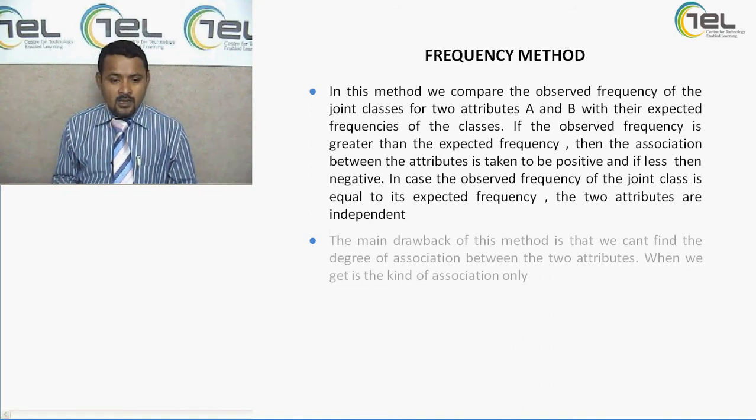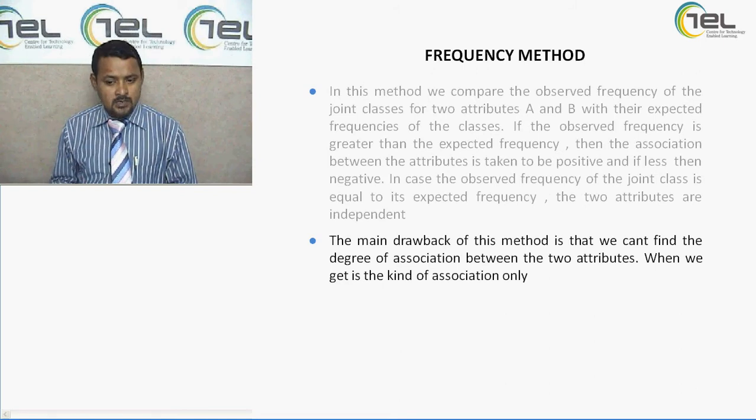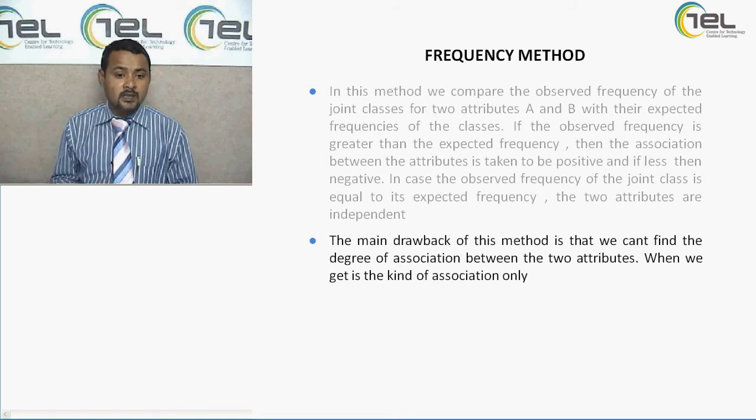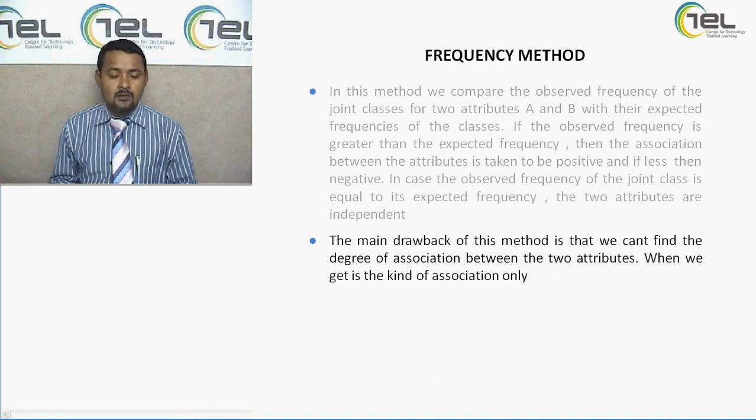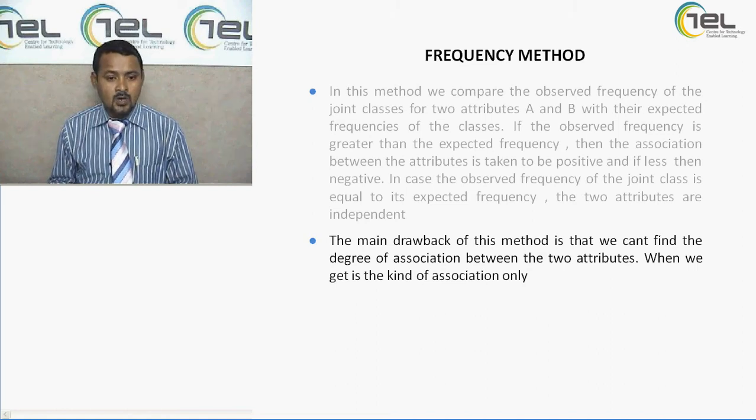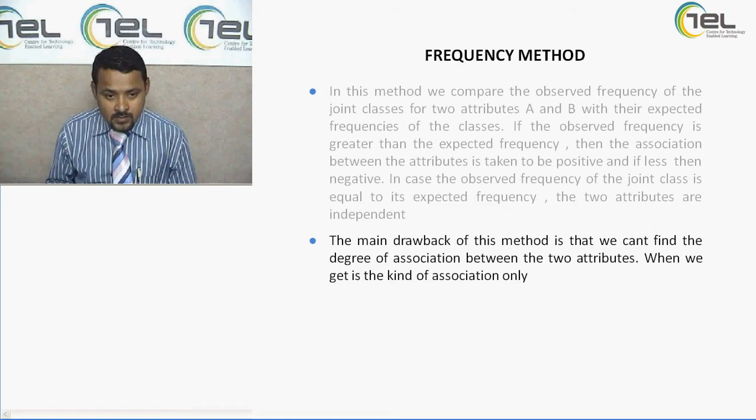The main drawback of this method, the frequency method, is that we cannot find the degree of association. Even if we are able to find any association, it is only one kind of association, whether positive, negative, or independent of each other. We don't know what degree of association the variables are having.